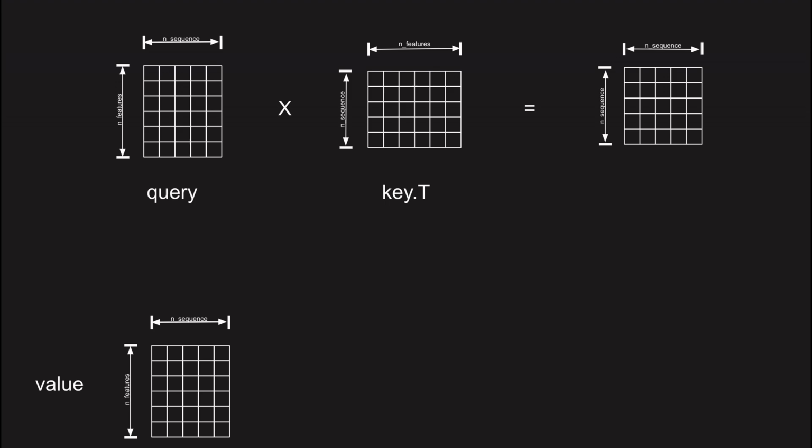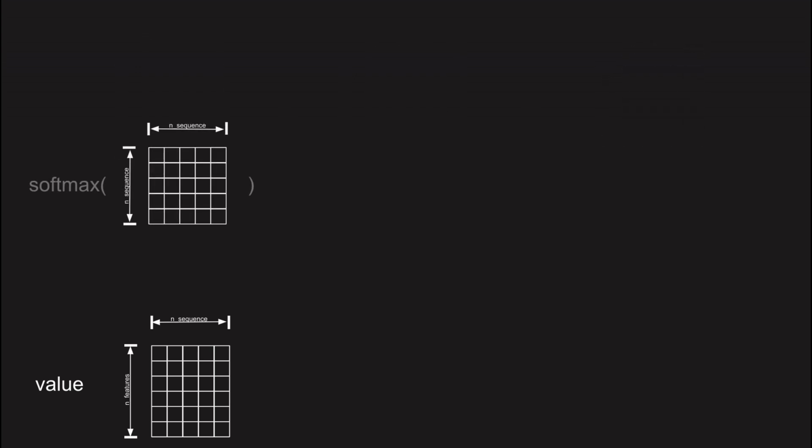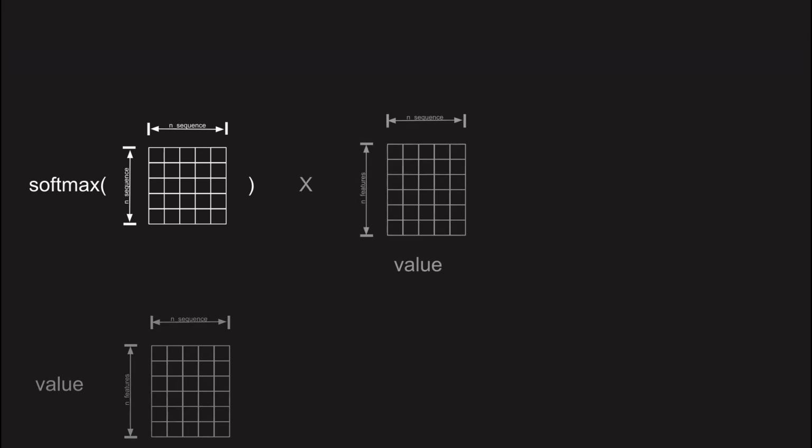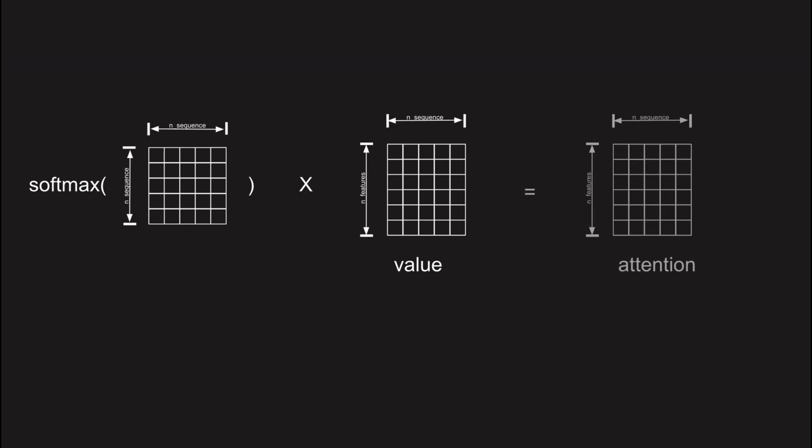Now, what happens further mathematically is that now you'll take a softmax of this. Again, this is after some normalization again, but you're taking a softmax of this. This doesn't change the dimensionality. You do a matrix multiplication with the value input. And what comes out is, again, the same dimensionality and features and n sequence. And that's what you call an attention matrix, right? So this is a self-attention matrix.